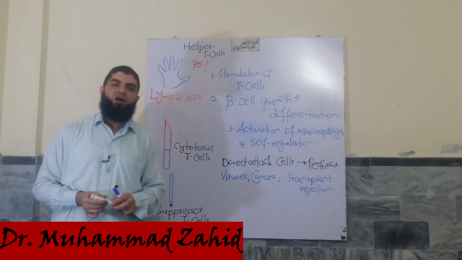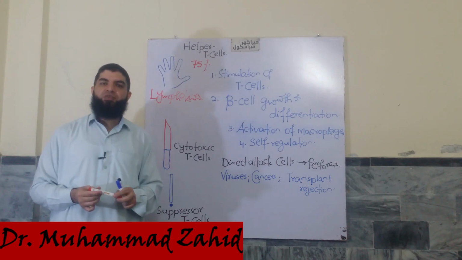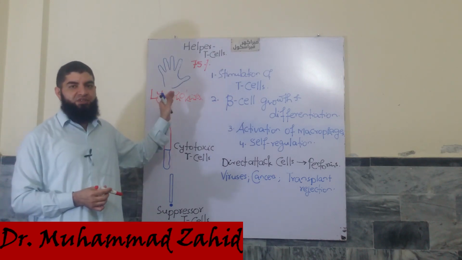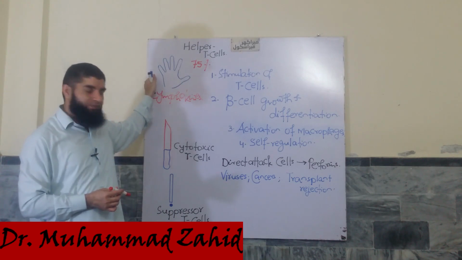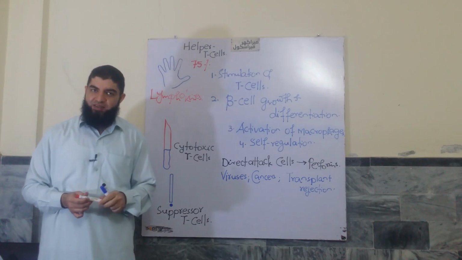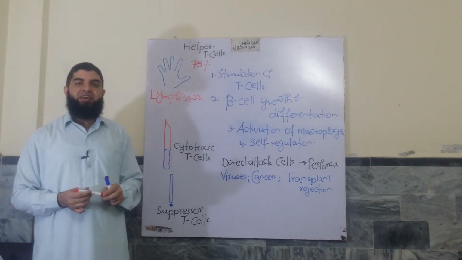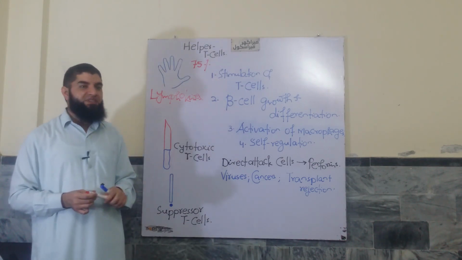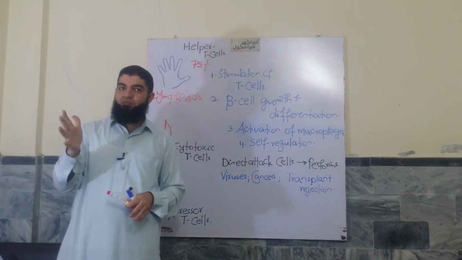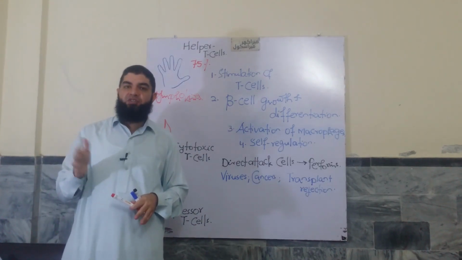Well, here we move on to discuss the different types and functions of the T cells. We actually have three major types of them. We have the helper T cells, we have the cytotoxic T cells, and we have the suppressor T cells. To begin with, the helper T cells, represented here by a hand sign, is because they offer a helping hand to the whole immune system.